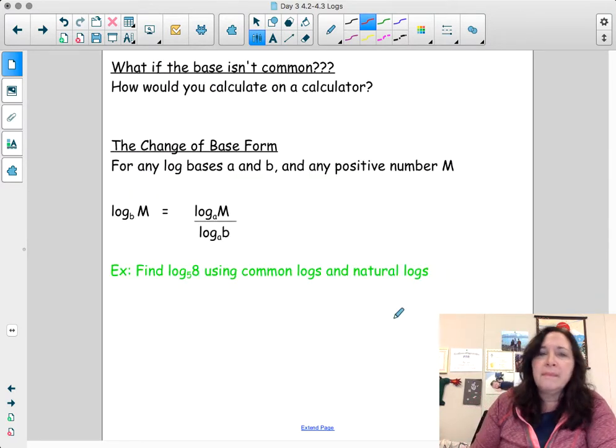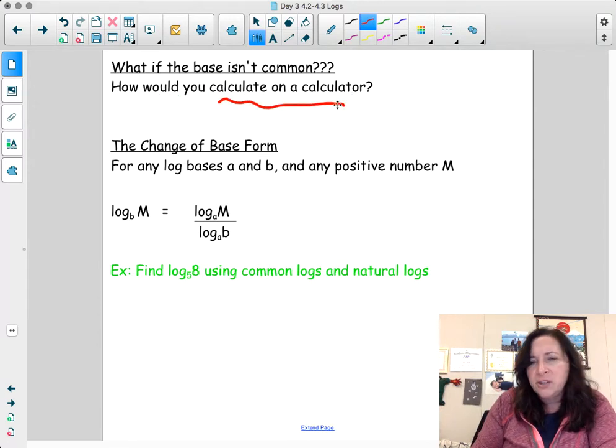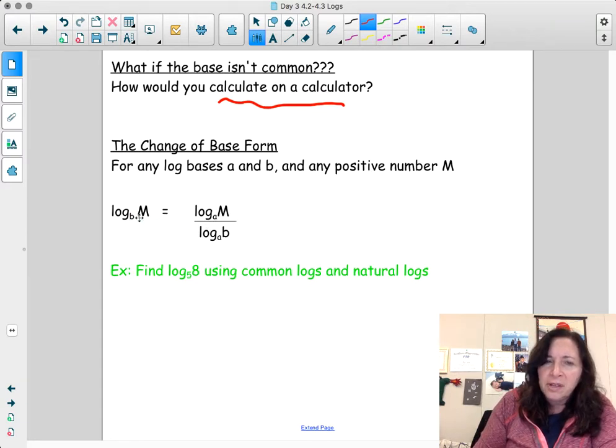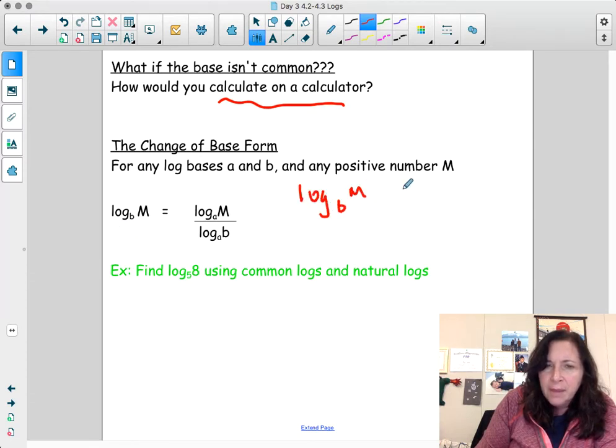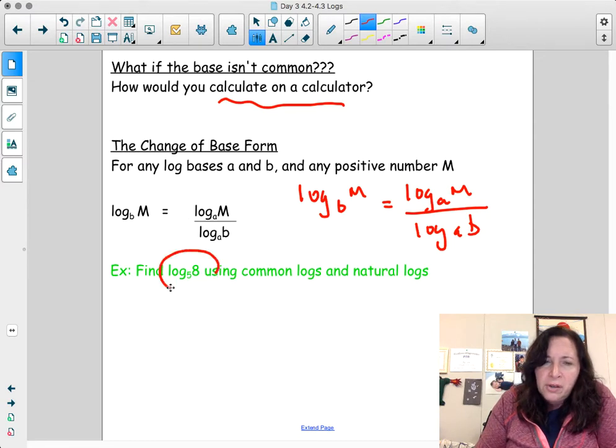So what if the base isn't common? How would you calculate on a calculator? We've been talking about this as a change of base formula. So basically what happens here is log base b of m is equal to this value here. So if you have log base b of m, that's the same thing as saying log base a of m, so some log value, divided by log base a of b. And what that means is we're going to use this right here.